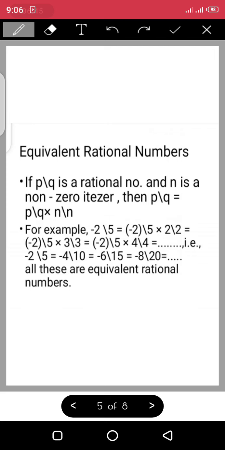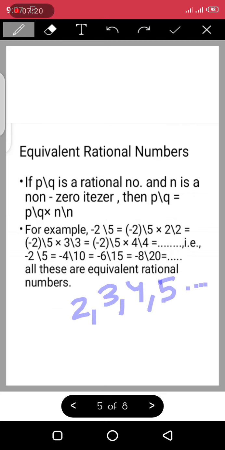Here we have minus 2 by 5 as a rational number instead of p by q. Here it talks about n being a non-zero integer. So if we take n equal to 2, 3, 4 and 5, then what answer will we get?